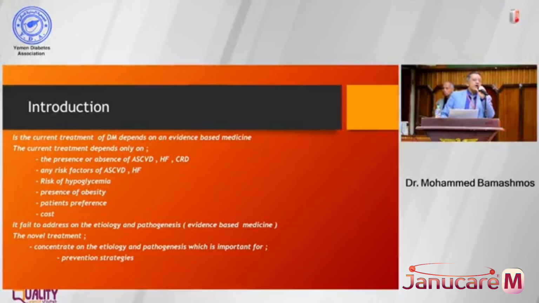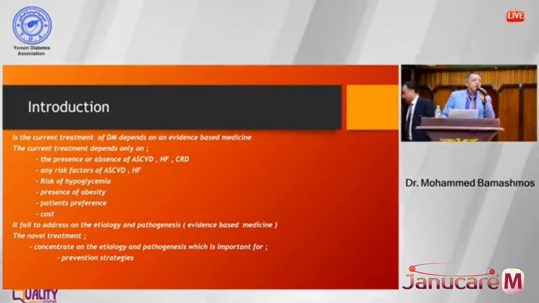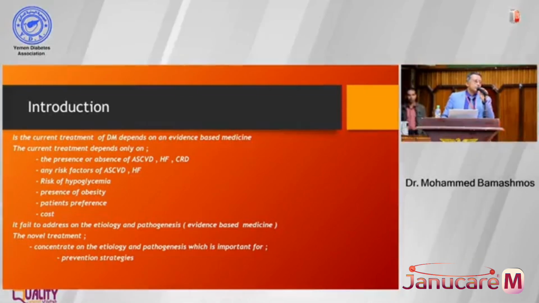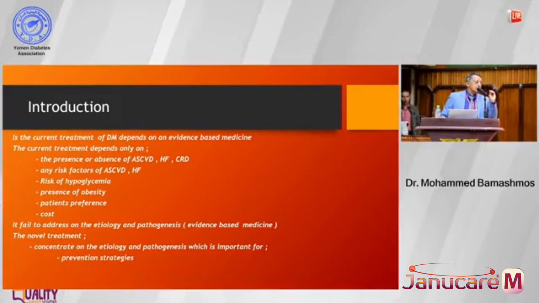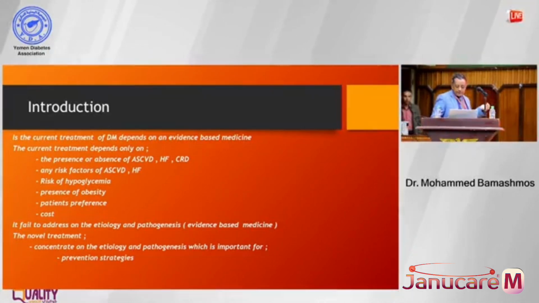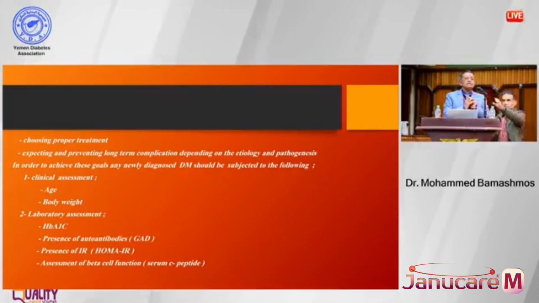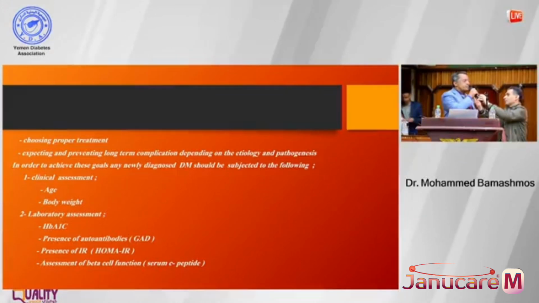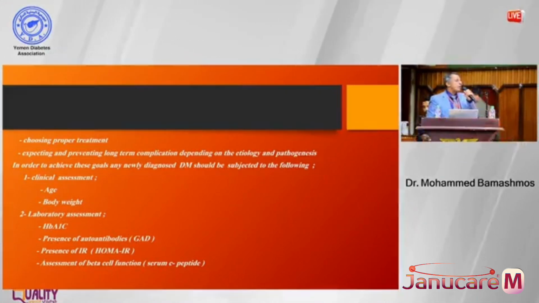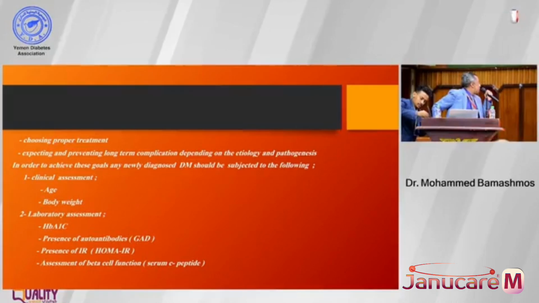But they neglect the etiology and the pathogenesis of diabetes mellitus. The etiology and pathogenesis of diabetes mellitus is important for prevention strategy. This is the first one. And the second, it is important for choosing a proper treatment, and it is important for expecting a long-term complication according to the etiology and pathogenesis of diabetes.